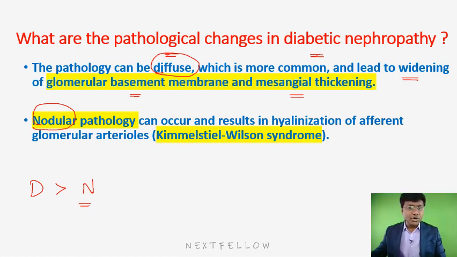Whereas if you take the nodular pathology, it can occur and results in hyalinization of the afferent glomerular arterioles. And what will those nodular lesions be called?